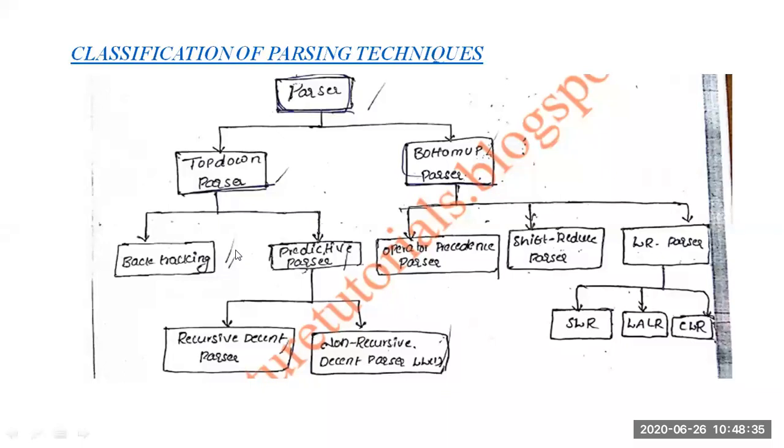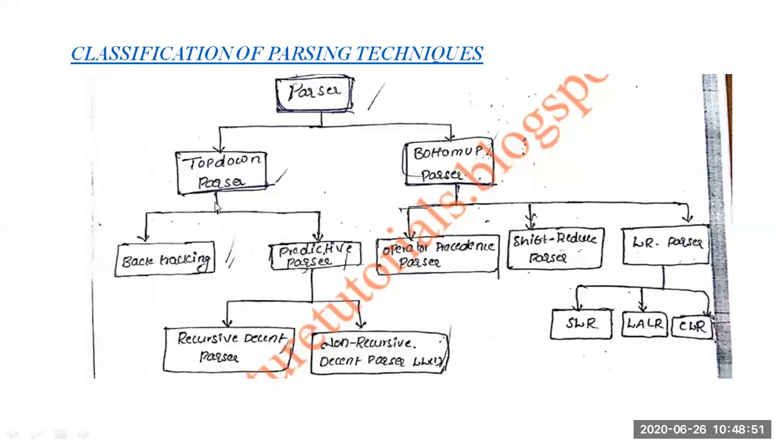That means we start with the start symbol and we end with terminals. In case of bottom up parser, in reverse, we start with leaf nodes, that means terminals, and we end with the start symbol, that is the root node. That type of parsing is called the bottom up parser.